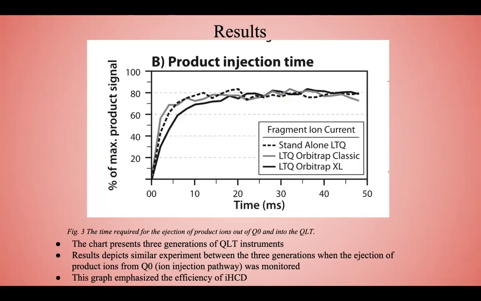This chart presents the results of the procedures mentioned on 3 generations of QLT, which are the black line, gray line, and dotted line. It depicts a similar experiment in which we monitor the ejection of product ions from the Q0 stage via the ion injection pathway to the QLT, and it emphasized the efficiency of IHCD regardless of which QLT was used.